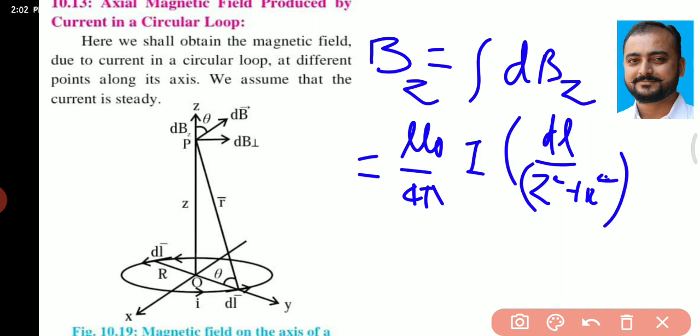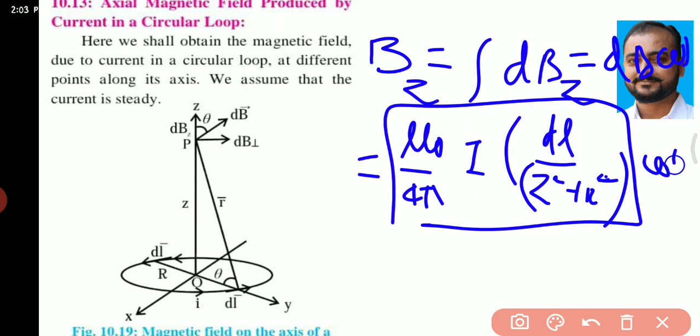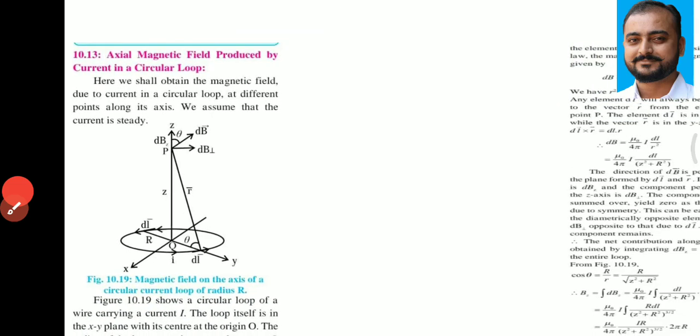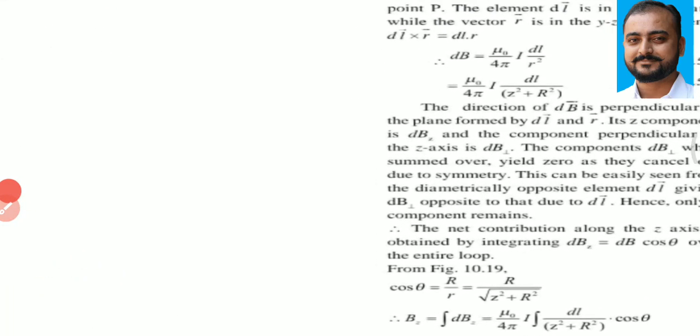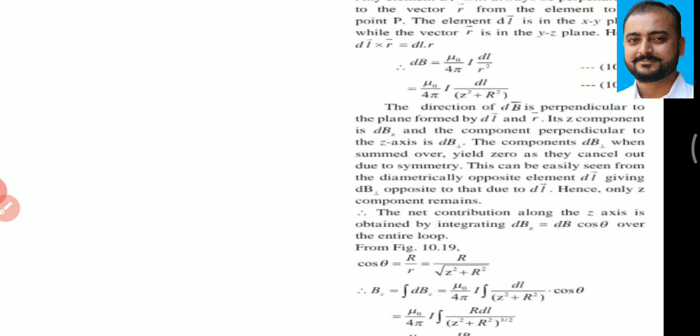Okay, but again there is one more question. From this formula, what we can say is that the value of dBz is dB cos theta. What is dBz? It is dB cos theta, which means you should substitute the value of dB, and then multiply by cos theta. I will show you in a book page simply like this.